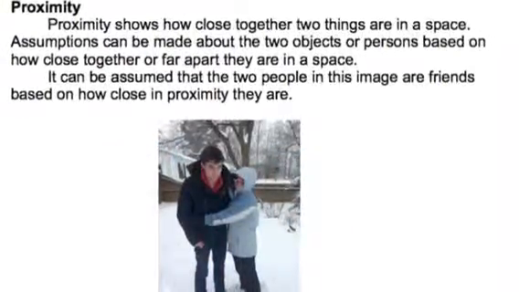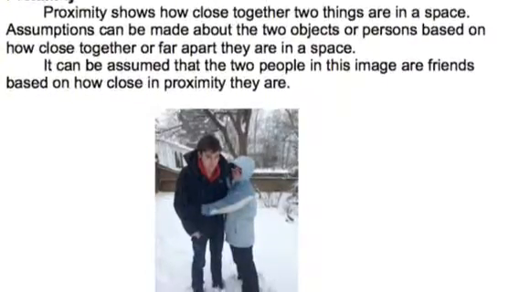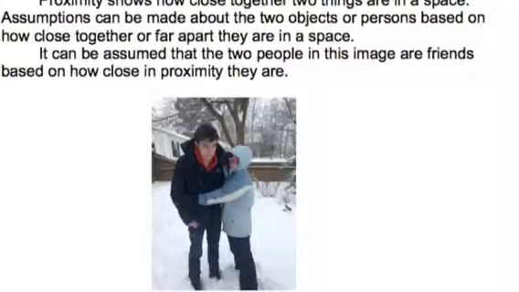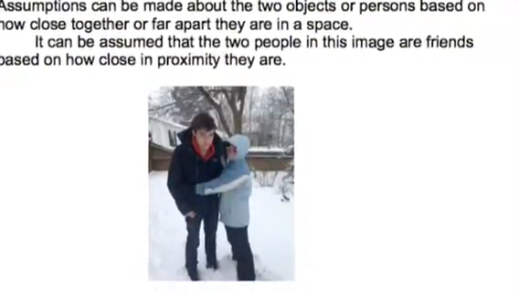Proximity shows how close together two things are in a space. Assumptions can be made about the two objects or persons based on how close together or far apart they are in a space. It can be assumed that the two people in this image are friends based on how close in proximity they are.